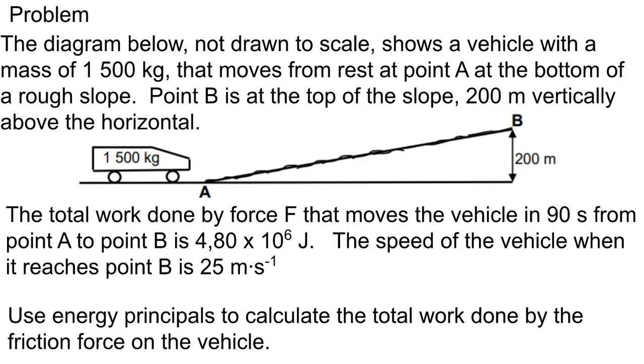previous video. The diagram below, not drawn to scale, shows a vehicle with a mass of 1,500 kilograms that moves from rest at point A at the bottom of the rough slope. Point B is at the top of the slope, vertically above the horizontal 200 meters. The total work done by force F that moves the vehicle for 90 seconds from point A to point B is 4,8 times 10 to the power of 6 joule. The speed of the vehicle when it reaches point B is 25 meters per second. Use the energy principles to calculate the total work done by the friction force on the vehicle.